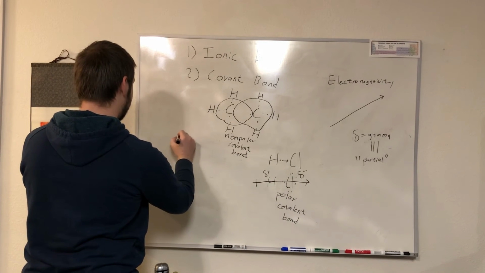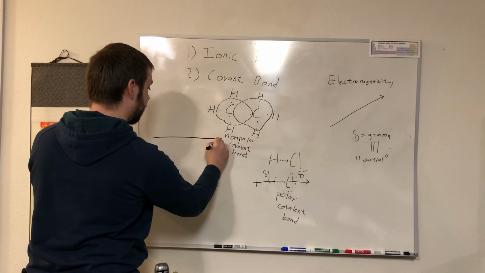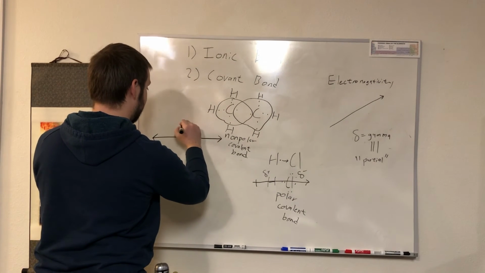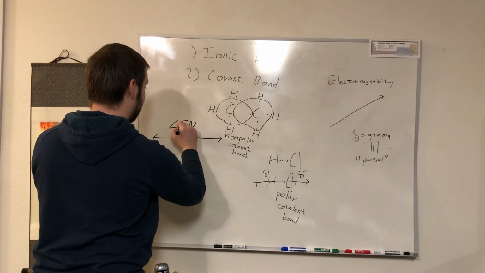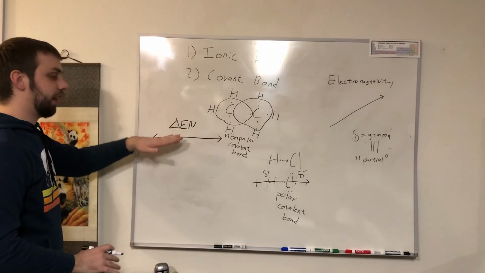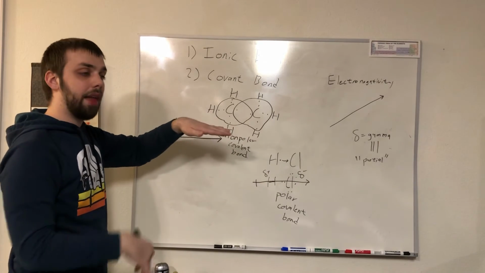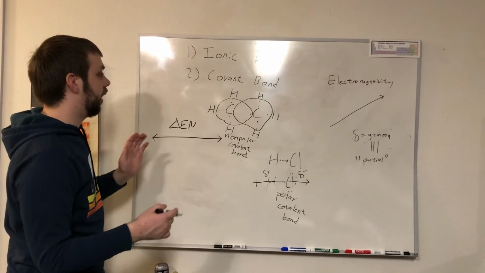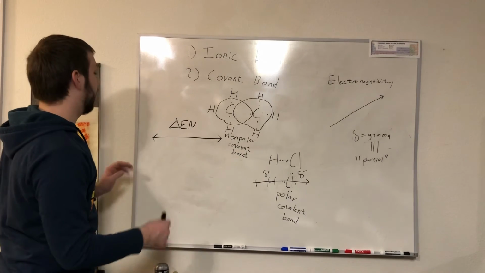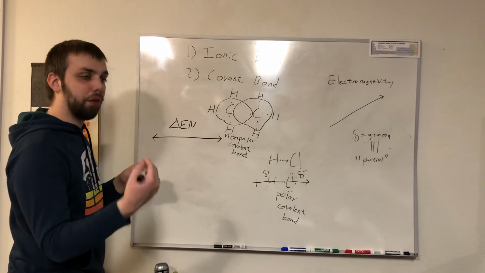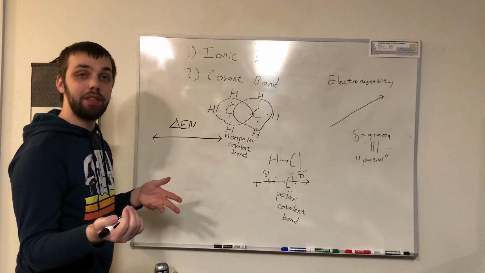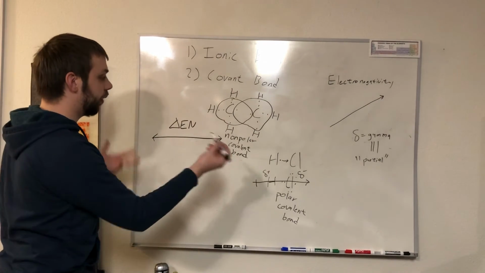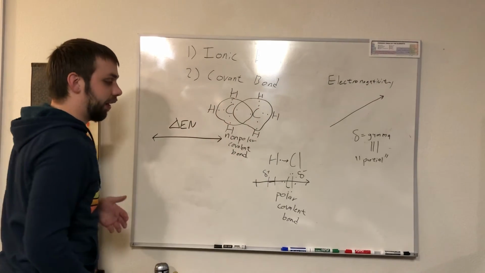So if we have a number line, and this number line is the difference in electronegativity. So you take the electronegativity of one of your atoms, and then just subtract the electronegativity of the other one. And this is in Pauling electronegativity. It goes from 0 to 4. So fluorine is the most electronegative element, so it has an electronegativity of 4. So that's where we set the scale.